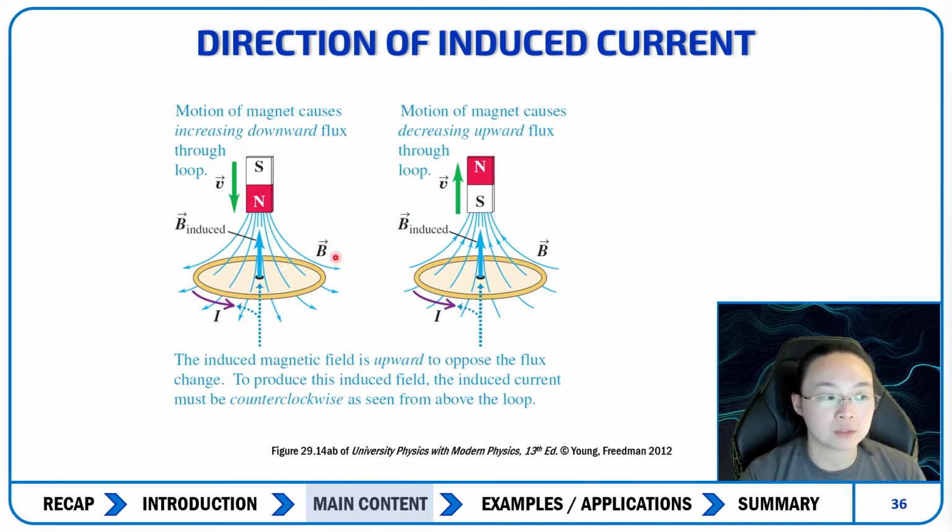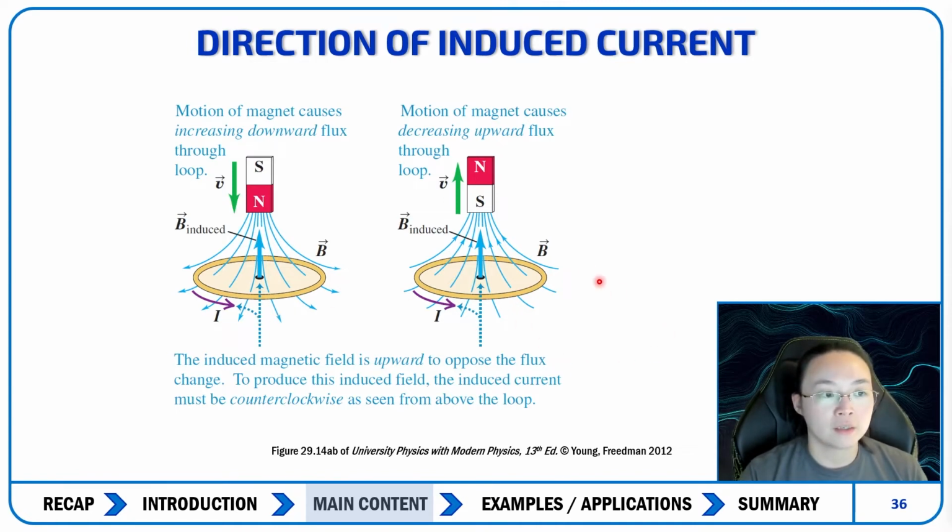So we know that there's an increasing downwards flux. We want to compensate by making sure there's an upwards induced magnetic field. From that, we decide what direction the current is flowing in. In order to have an upwards induced magnetic field, we point our thumb up, and we know that the current has to go in the counterclockwise direction, viewing from the top.